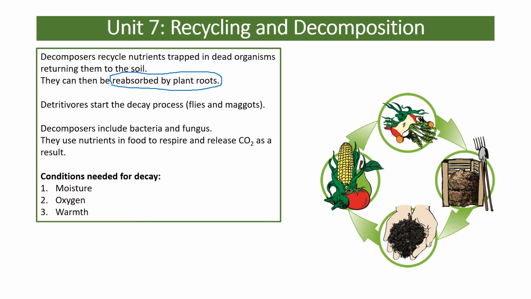Now when something dies, initially the first thing you might notice, if there's a dead animal on the road, is it being covered in maggots and flies and things like this. And these are organisms called detritivores, and they start to break down the organism into tiny bits. So then the decomposers, which are bacteria and fungus, can then start decomposing them properly. And they use the nutrients.